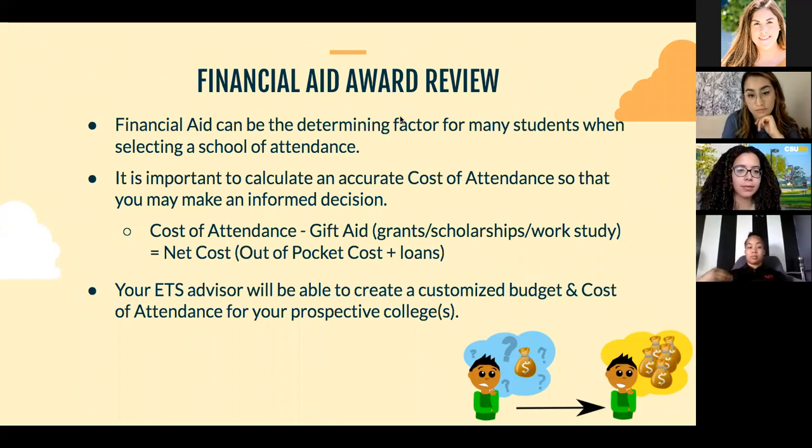Some people might use loans to pay for that, or they might just pay for it out of pocket with the money that they already have. So it just depends on your situation. But that equation can make it easier for you to figure out. And if that doesn't work, we're also going to show you the actual spreadsheet that we have. You can go with your ETS advisor and create a customized budget for you and for the schools that you plan on attending, your prospective colleges.